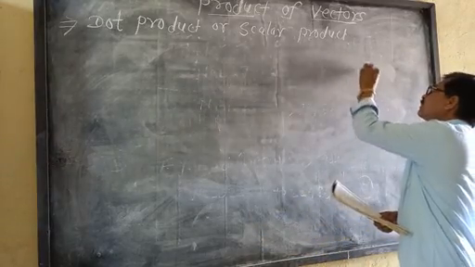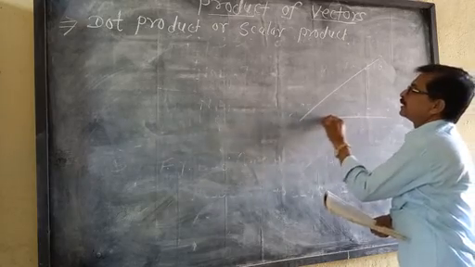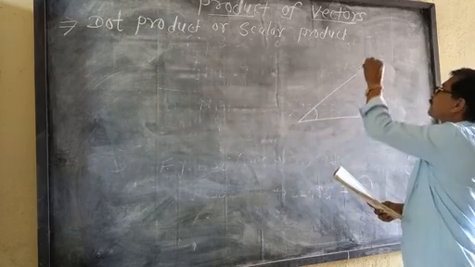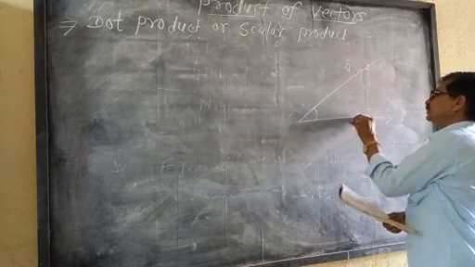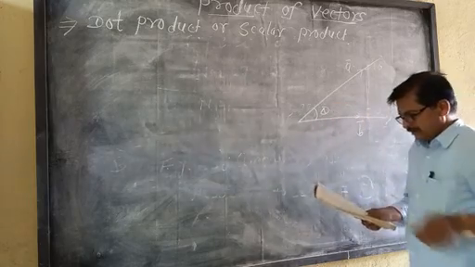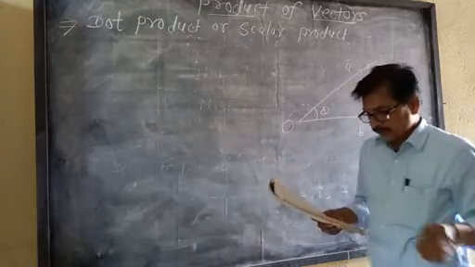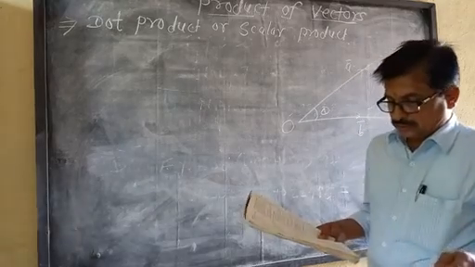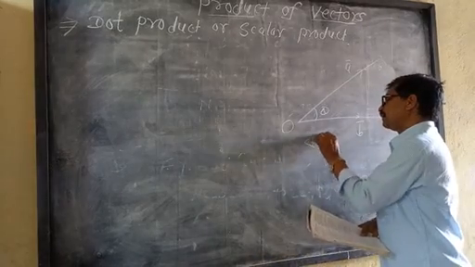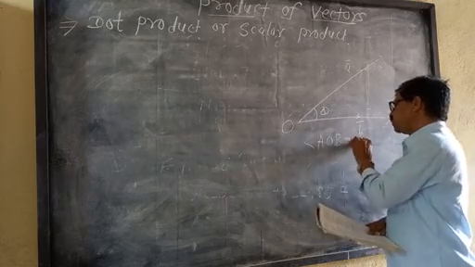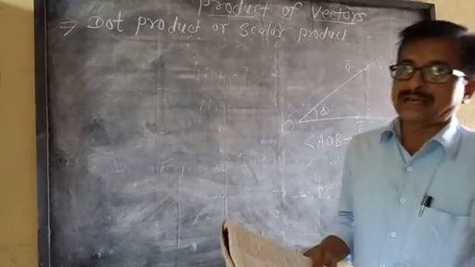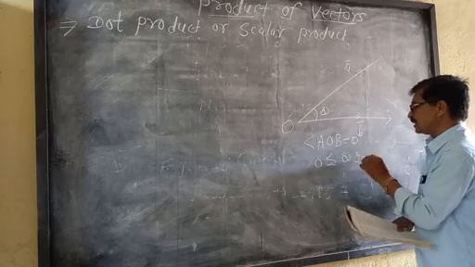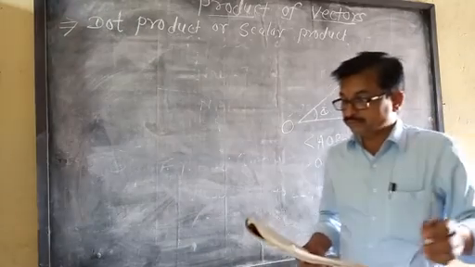Let us consider n vectors. This is vector A, this is vector B, and an angle theta. Then vector A and vector B are n vectors. Then angle AOB is equal to theta. Then the angle between vector A and vector B is 0 less than or equal to theta less than or equal to pi, or 180 degrees.